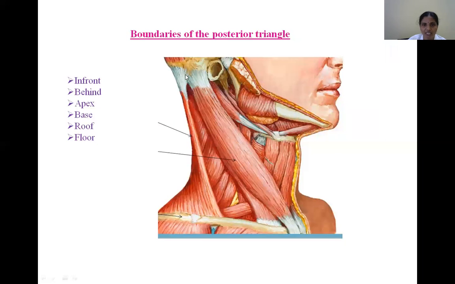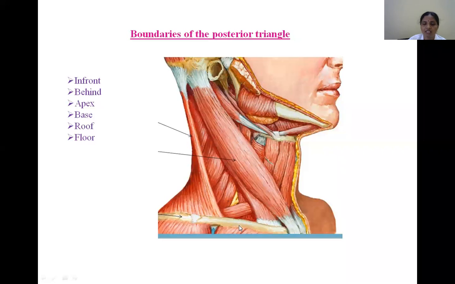It must have an apex and a base. So what is the apex here? The two boundary muscles meet towards the occipital bone here, where they are inserted. The sternocleidomastoid is inserted to the mastoid process and still backwards to the occipital bone. This is the superior nuchal line. So at this superior nuchal line, these two boundary muscles meet, forming the apex of the posterior triangle, right? Then what is the base for this triangle?